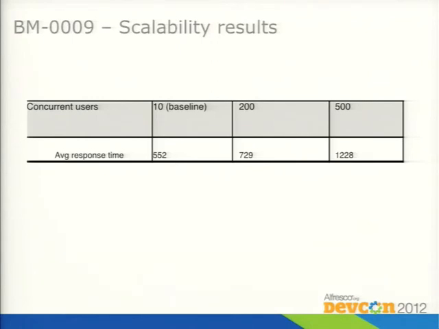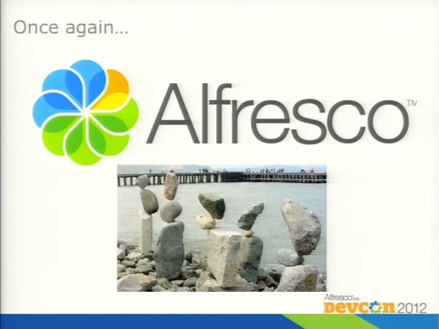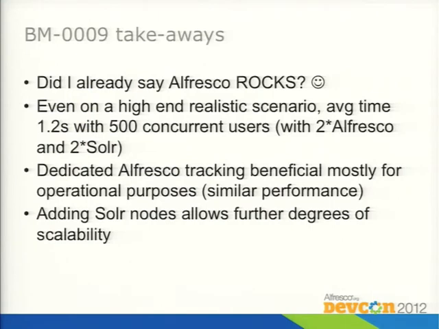And even though the test was much more complicated and the repository much more realistic, I think we kept a very good average response time. As you can see, for 200 very concurrent users, we were in a sub-second response, and even with 500 concurrent users it was around 1 second. So I think, especially for the layout of the repository and the complexity of the test, these were really satisfactory results. So once again, Alfresco rocks.